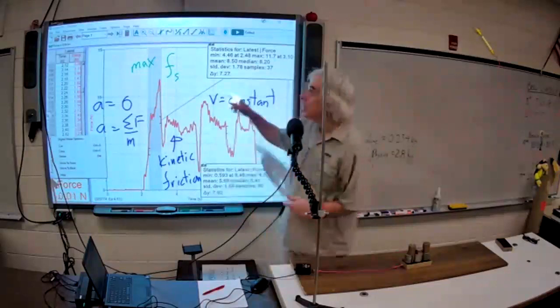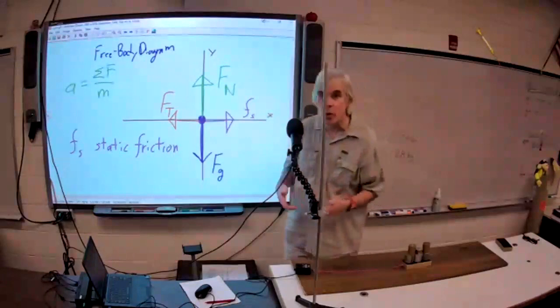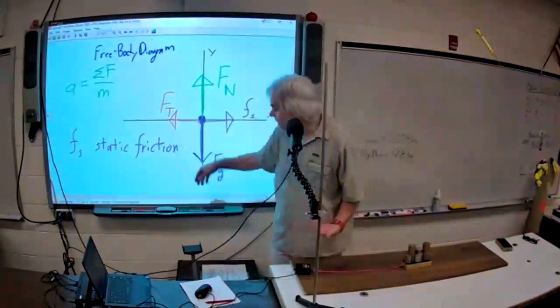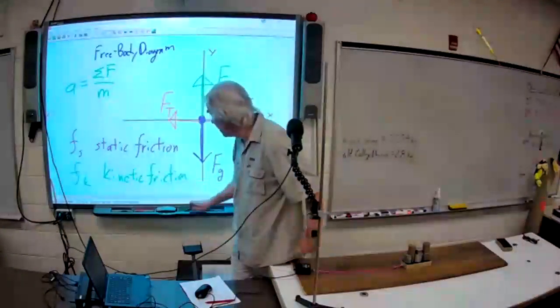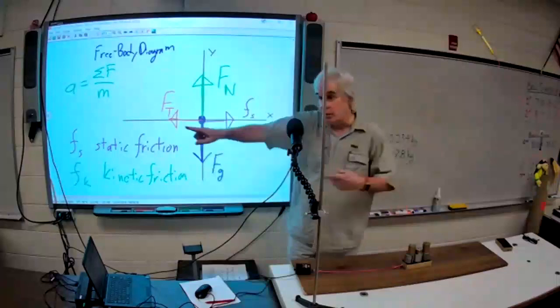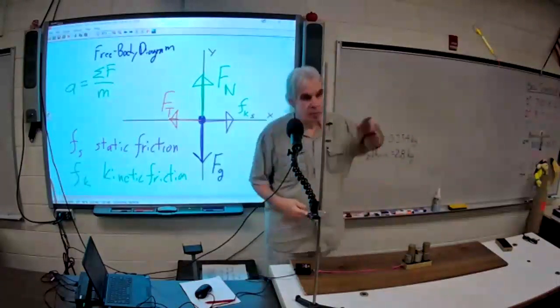It's not accelerating. So looking back at my diagram, in the situation where I was dragging the block at a constant velocity, we didn't have static. And in those cases, the tension force that I was pulling that way exactly canceled out the kinetic friction pulling the other way.